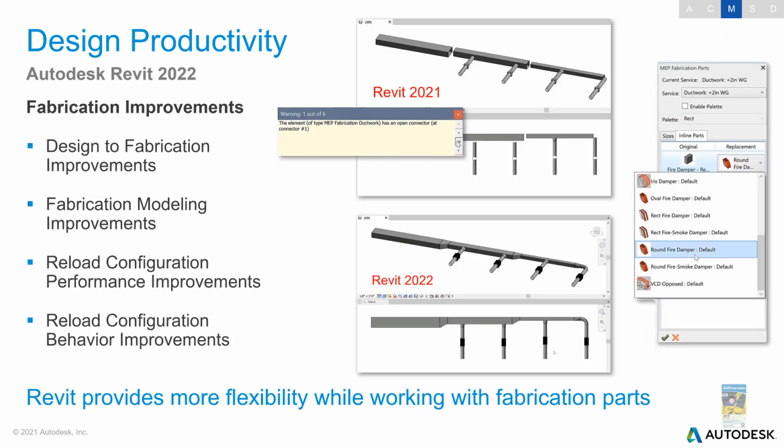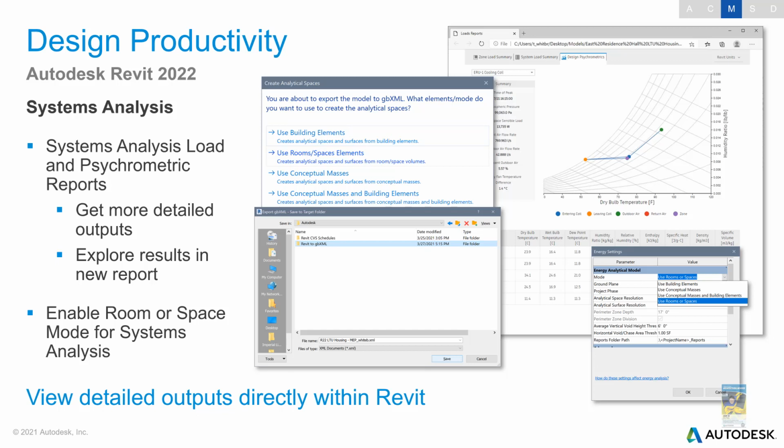You have fabrication improvements: design to fabrication, fabrication modeling, reloading configuration performance, and configuration behavior improvements as well. I do remember seeing a specific video on this from Autodesk. So you have systems analysis updates, so that systems analysis load and psychrometric reporting is now visible directly inside Revit, and you can see the room and space mode for systems analysis.